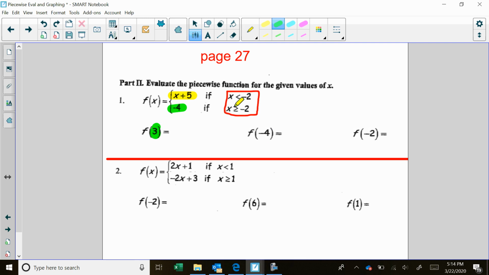All right here. -4. Is -4 less than -2? Why, yes, it is. So that's going into the yellow part of the function. Over here on the right, -2. Is it less than -2? No, it's not. Is it greater or equal to -2? Yes, it is. So that one's going green.